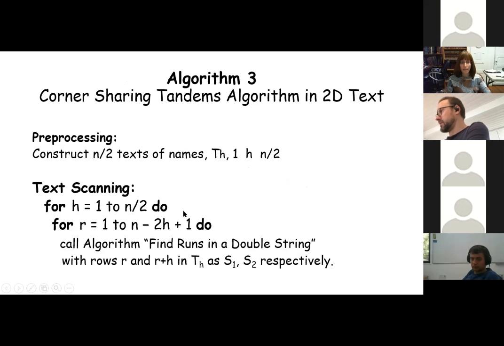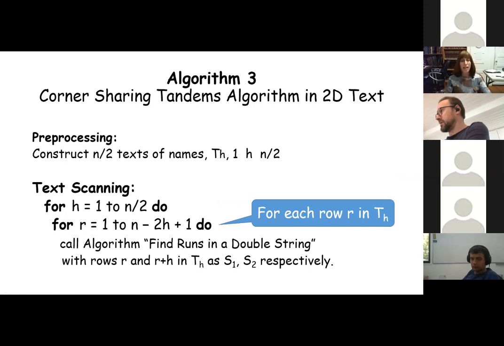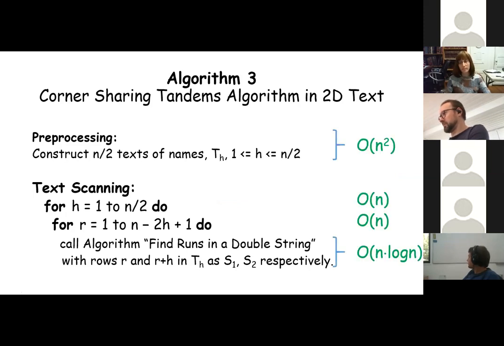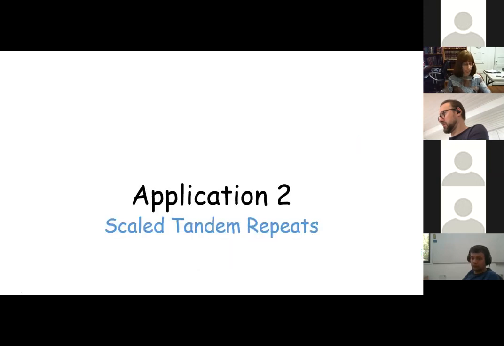Okay, so again, I won't do the details of the pseudocode, but I just want to point out that when you're looking for height H, you look at row R and row R plus H in the text that has names of height H. And that gives you the n cubed log n time that we promised.